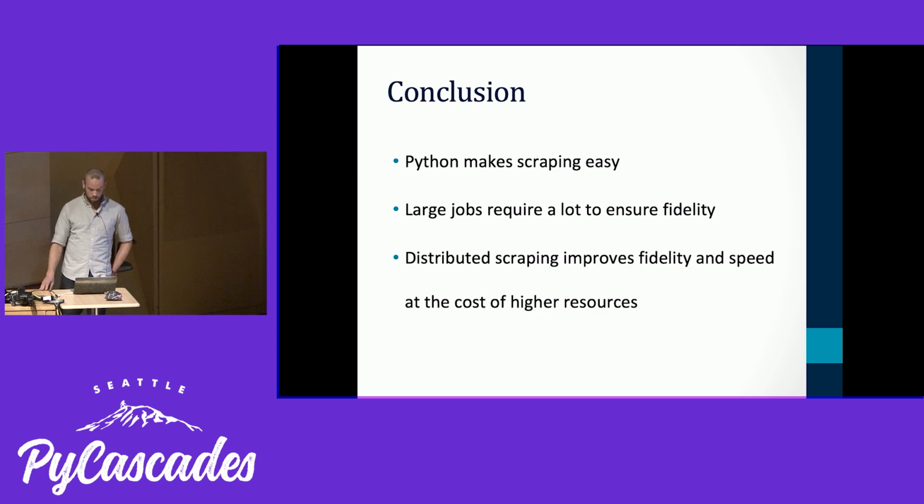So just to wrap it up, that was a quick run through of distributed web scraping in Python. Python makes scraping really easy to do. The issue becomes once you start looking at a large number of repeated jobs over and over and over. Just due to the nature of the internet, you need to have a lot of validation and error catching in there to ensure that the job doesn't come to a halt. And distributed web scraping can improve the fidelity and speed with a lot of these issues, although at the trade-off of a higher resource cost. So that was my quick run through distributed scraping in Python, so thank you for your time.